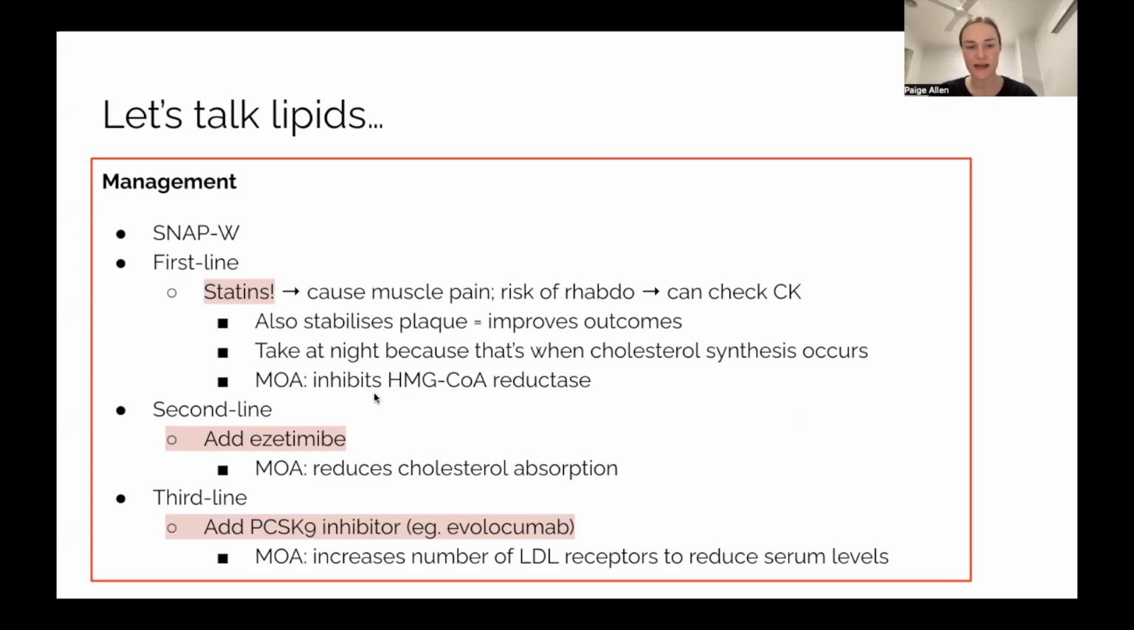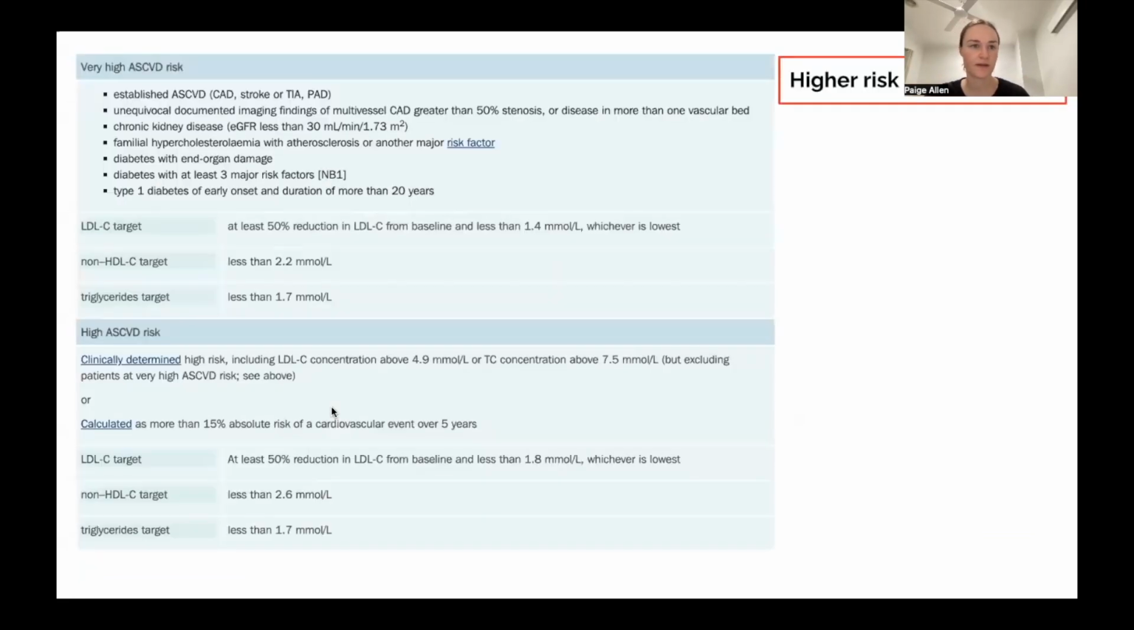In terms of your second line, you keep the statin and then you also add on ezetimibe, which works by reducing cholesterol absorption, but it doesn't have the bonus of stabilizing plaques. And then third line is called a PCSK9 inhibitor, and it increases the number of LDL receptors, so you can actually take LDL out of the blood system, essentially. And again, that would be added on top as a third agent.